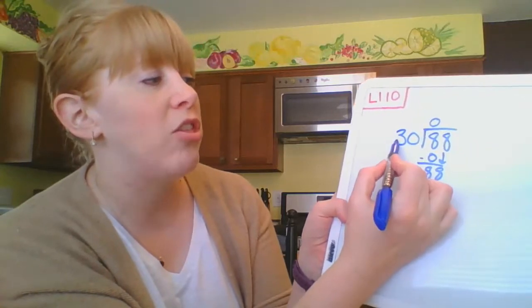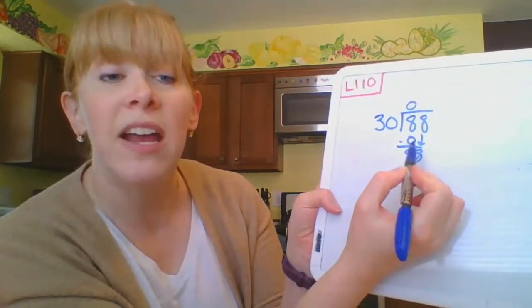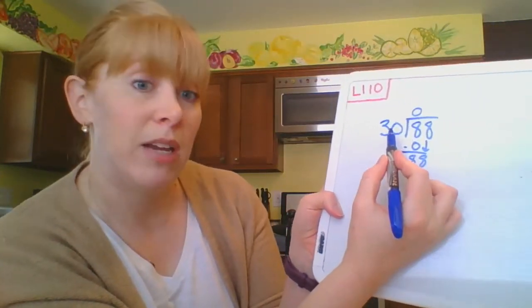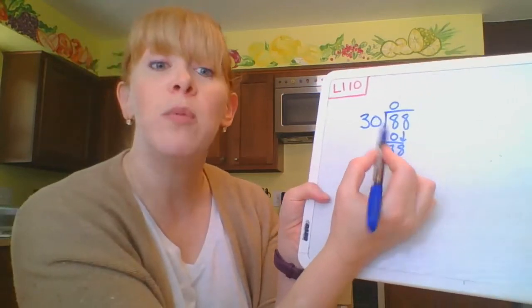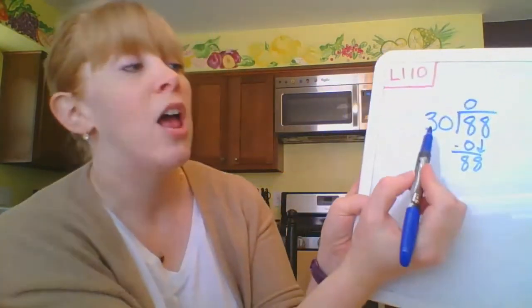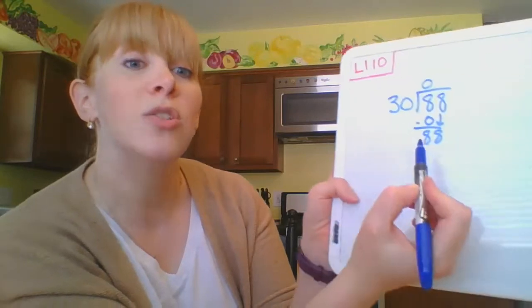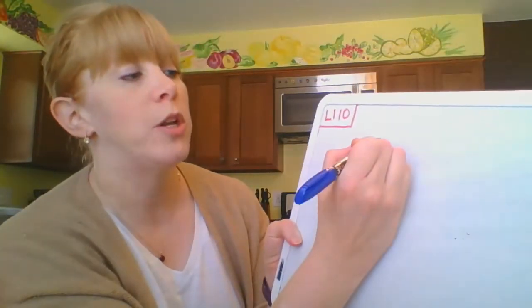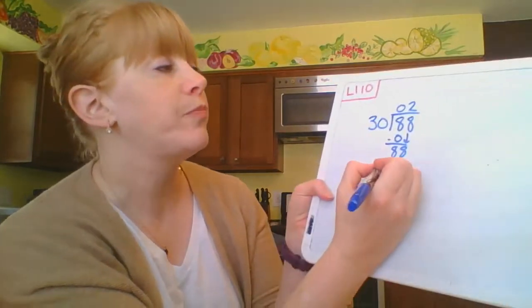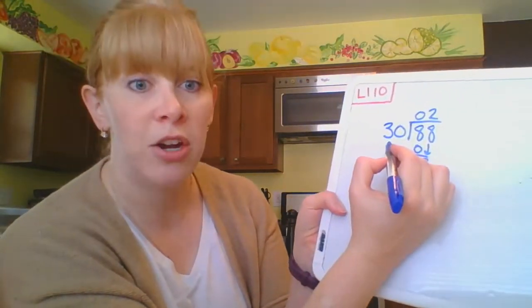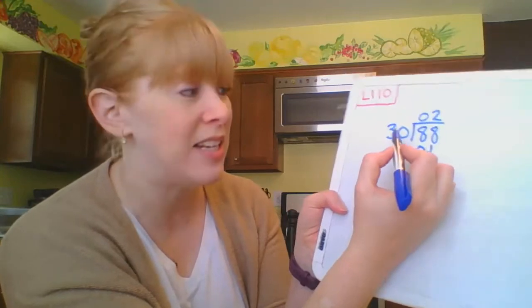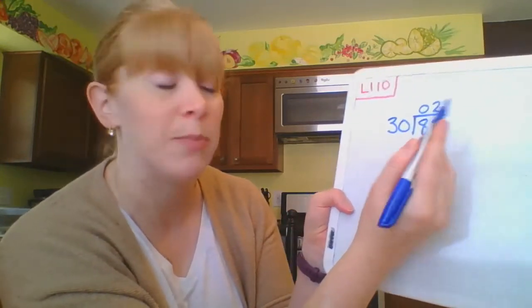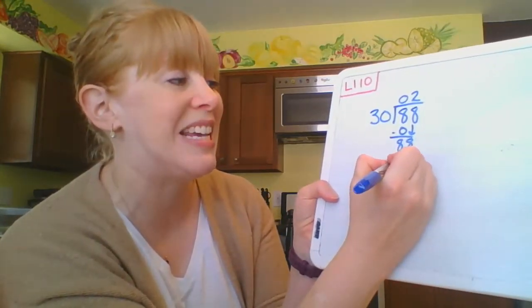And I could look at 3 and 8. If I was dividing 8 by 3, I know that 3 would go into 8 2 times. 30 is going to go into 88 2 times then. So I'm going to put a 2 in my quotient. 2 times 30, multiplying by multiples of 10 is easier because I know 2 times 3 is 6. Put a 0 on the end. It's 60.